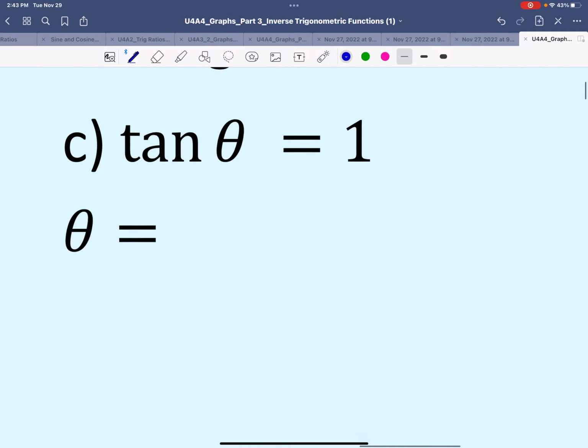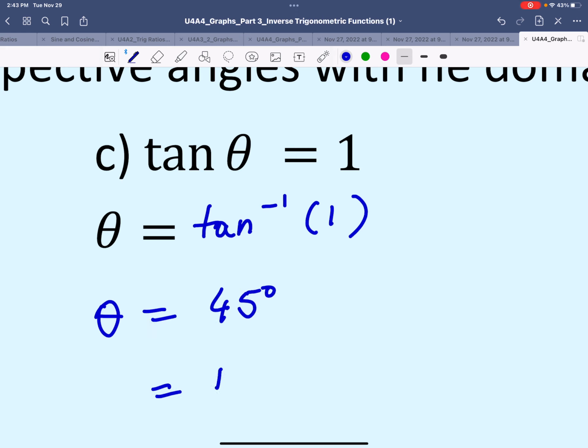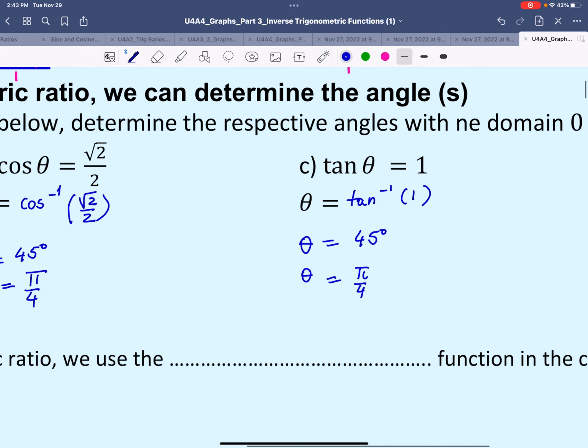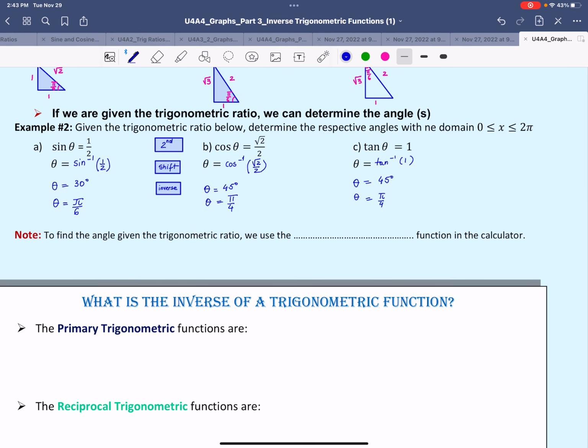So next we have tan theta equals 1, so again that would be inverse tan 1, and that will give the angle either 45 degrees in degrees or pi over 4 radians if you are using radians again. So we're going to say that to find the angle given the trig ratio, we use what we call the inverse function in the calculator. So I'm going to write this down with big letters.